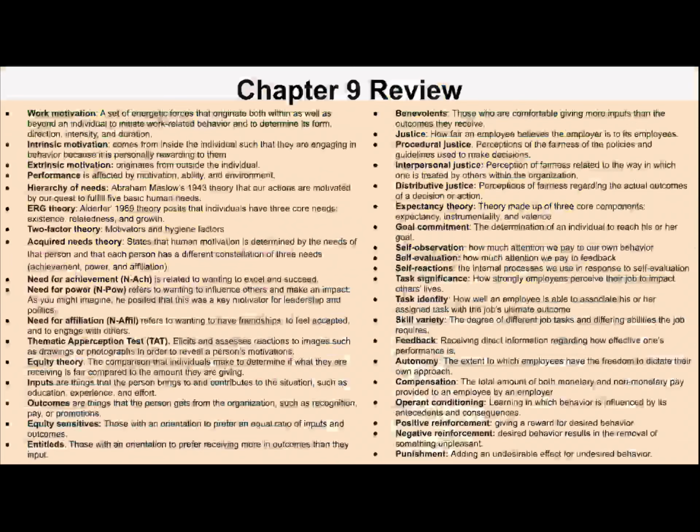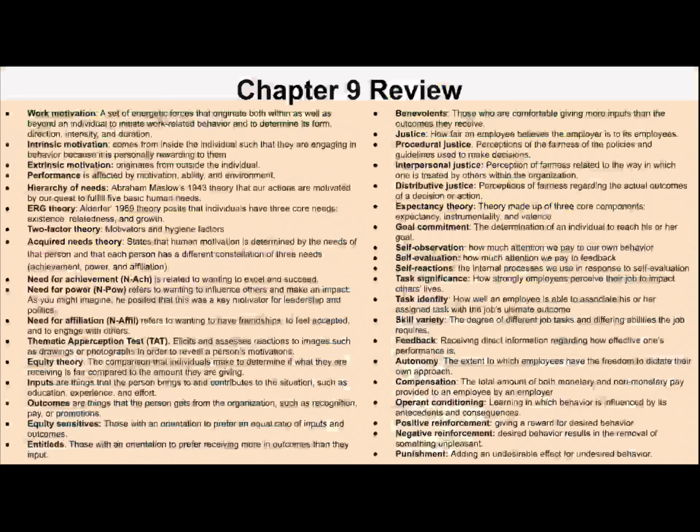Acquired needs theory, that's my favorite one, states that human motivation is determined by the needs of that person, and that each person has a different constellation of these 3 needs: achievement, power, and affiliation. Need for achievement, wanting to excel and succeed. Need for power, wanting to influence others and make an impact. And need for affiliation, wanting to have friendships and feel accepted. Everybody has all 3 of these, but the dominant one really governs your motivation.